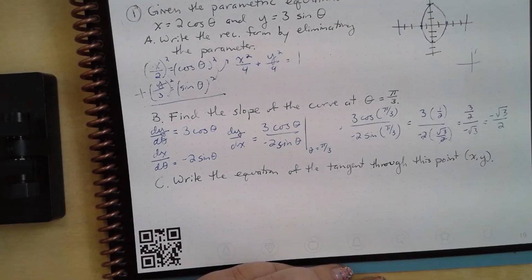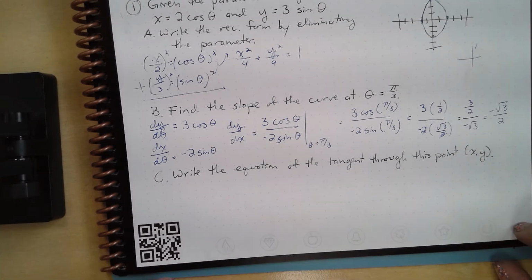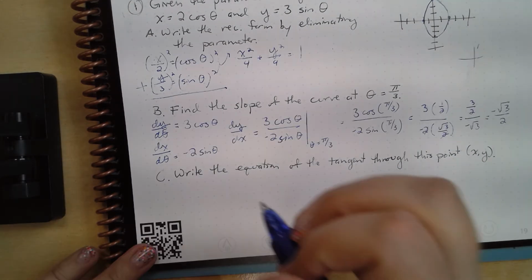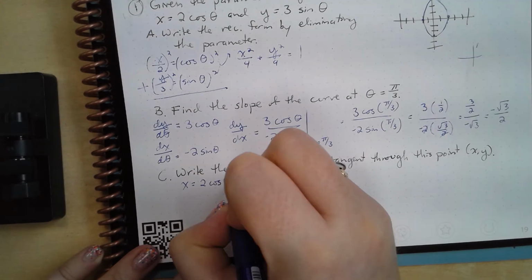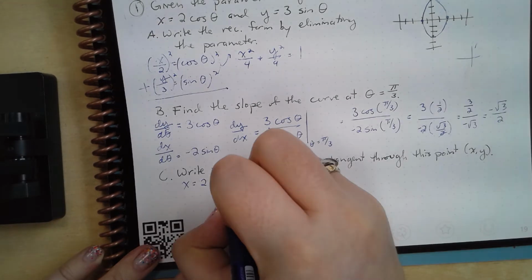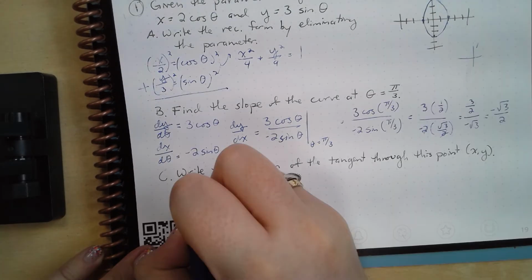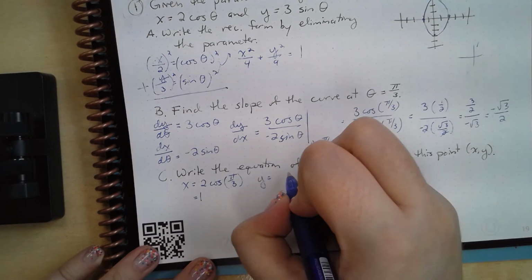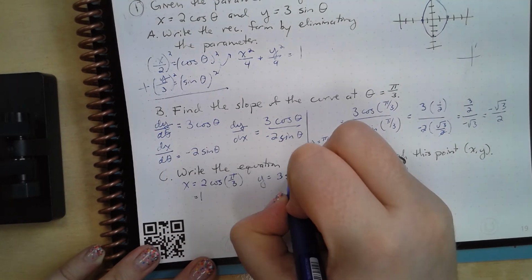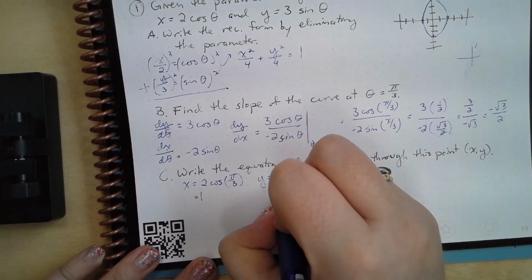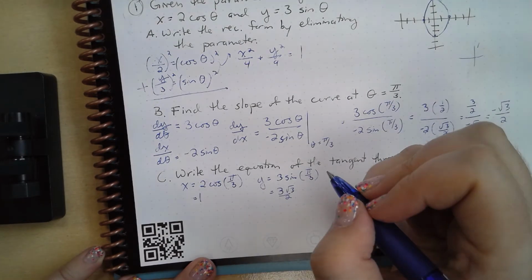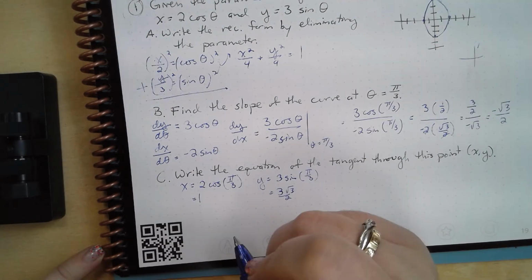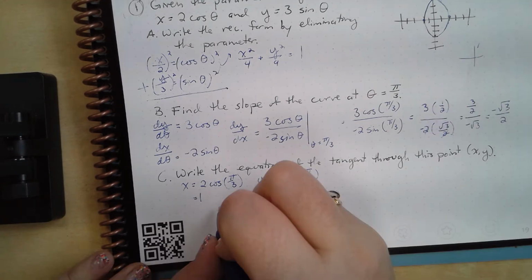Well, first we need to find the point, right? So x is going to be 2 cosine of pi over 3. Cosine of pi over 3 is 1/2 times 2 is equal to 1. And y is going to be 3 sine of pi over 3. So that's 3 radical 3 over 2. Why do I feel like I've missed something here? Nope, I haven't. Okay, so our point is (1, 3 radical 3 over 2).